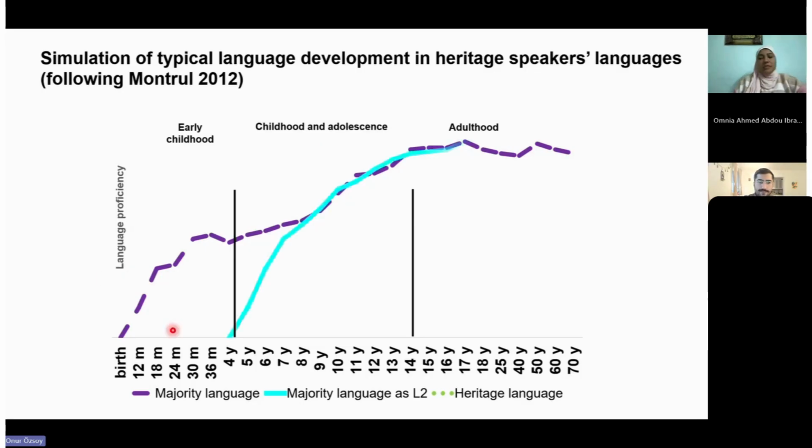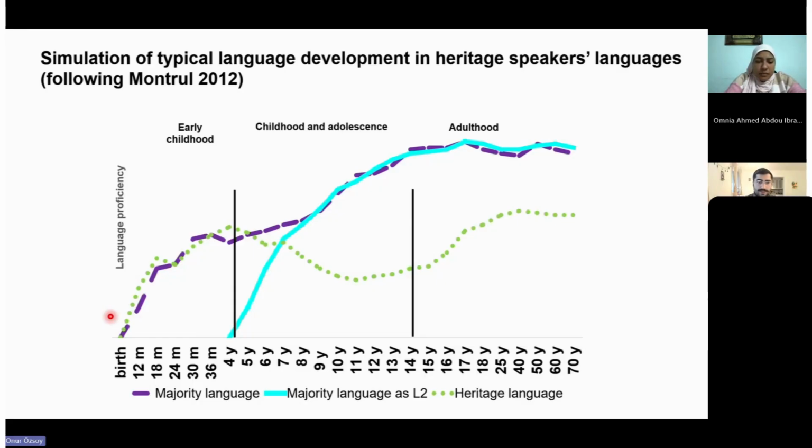This is the same if you start learning German later. Let's say you didn't learn it at home, but you moved to Germany at age 4, or you only started learning German in nursery or school. Then your curve starts later, but you catch up after a few years and then reach typical adult proficiency in the language. But what we see with the heritage language is a little bit different.